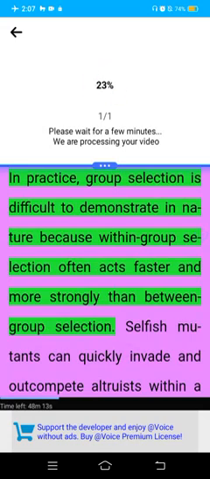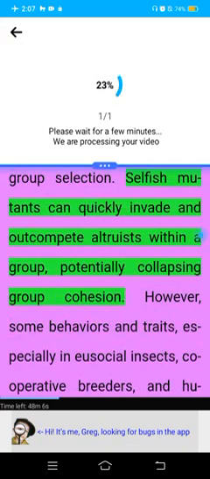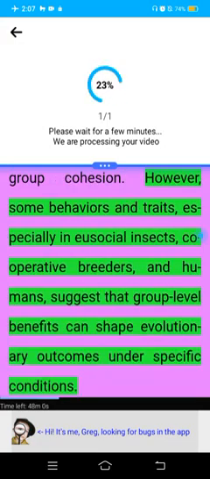In practice, group selection is difficult to demonstrate in nature because within-group selection often acts faster and more strongly than between-group selection. Selfish mutants can quickly invade and outcompete altruists within a group, potentially collapsing group cohesion. However, behaviors and traits, especially in eusocial insects, cooperative breeders, and humans, suggest that group-level benefits can shape evolutionary outcomes under specific conditions.